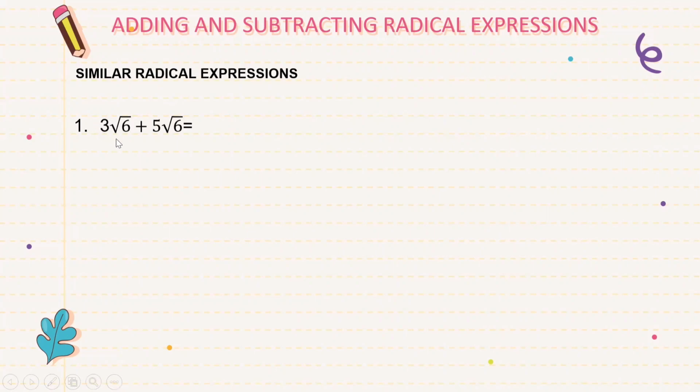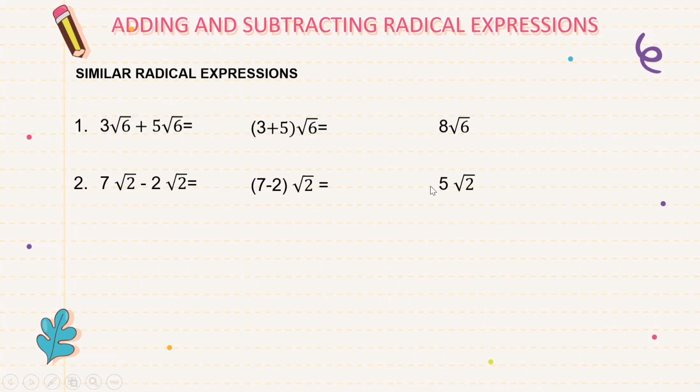3 square root of 6 plus 5 square root of 6. So, we can rewrite this as the quantity of 3 plus 5 times square root of 6. So, 3 plus 5 is equal to 8. So, ang final answer natin is 8 square root of 6. Number 2, 7 square root of 2 minus 2 square root of 2. We can rewrite this as quantity 7 minus 2 times square root of 2. So, 7 minus 2 is equal to 5. Our final answer is 5 square root of 2.